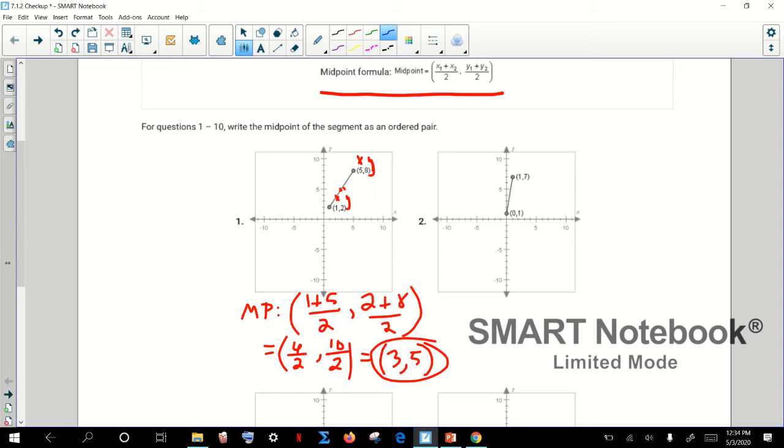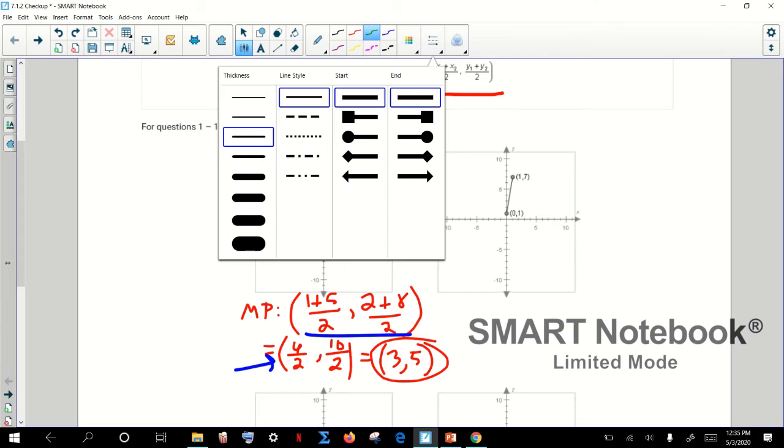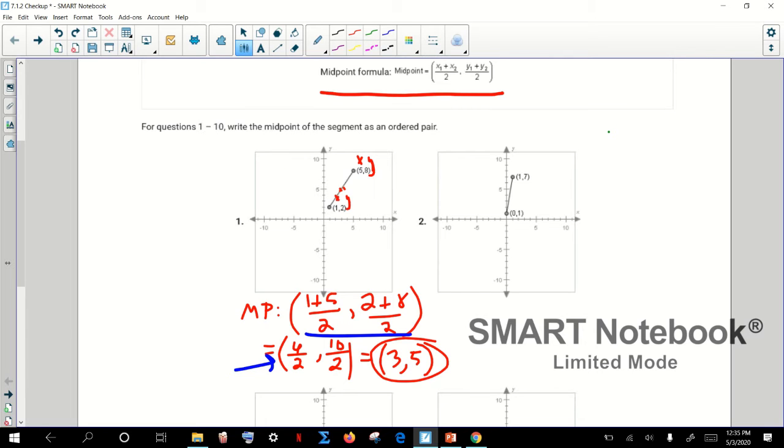So for the future problems, I'm going to be skipping this step. I'm just going to go ahead and jump straight to this step, just to save us a little bit of time and space. Alright, so with number 2, we have our midpoint.